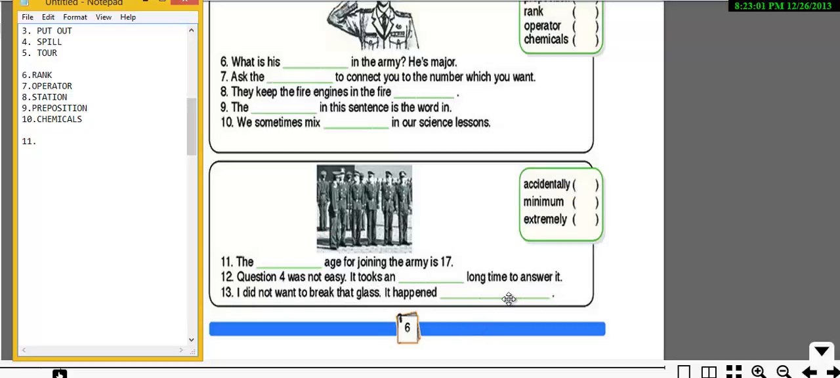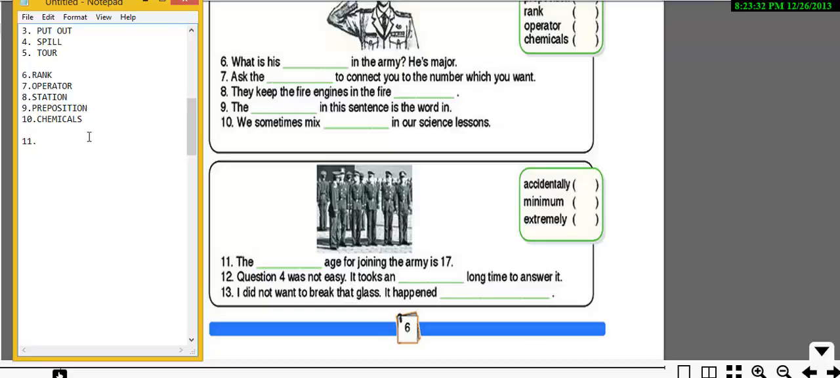Now, number 13, I did not want to break that glass. It happened, blah, blah. If I really want to think about how to know what kind of meaning to use here, now let's look for keywords. The blah blah age, I will have the word age as a keyword. Question 4 wasn't easy. It took an long time. He didn't want to break the glass. It just happened. So happened, age, long time are indicative words. They can tell you which word to actually use.